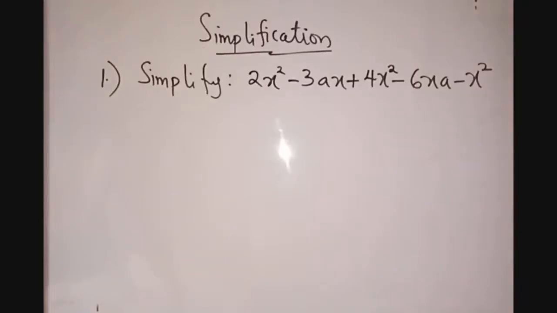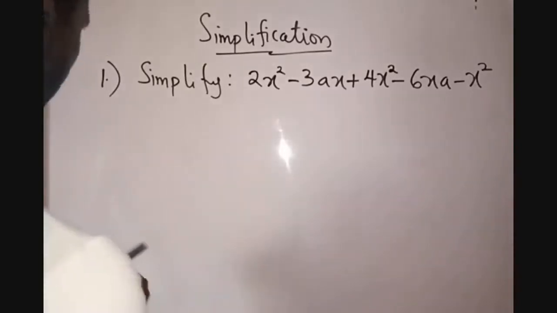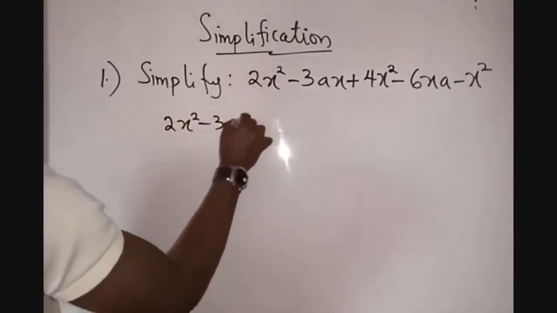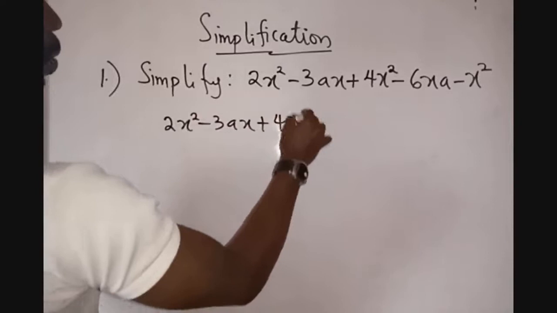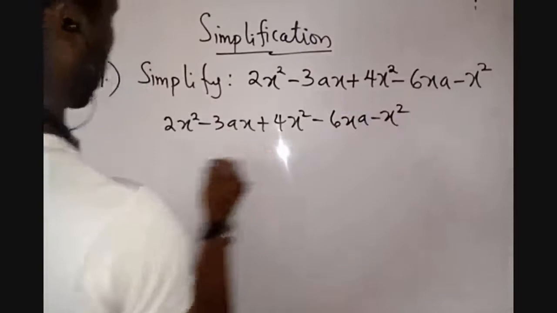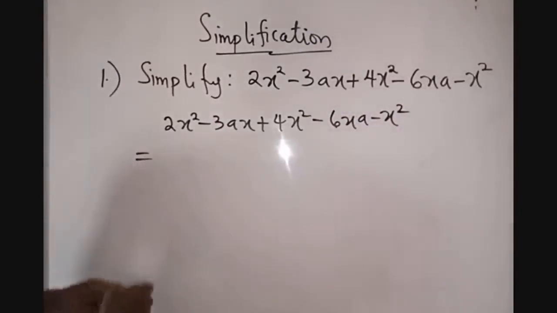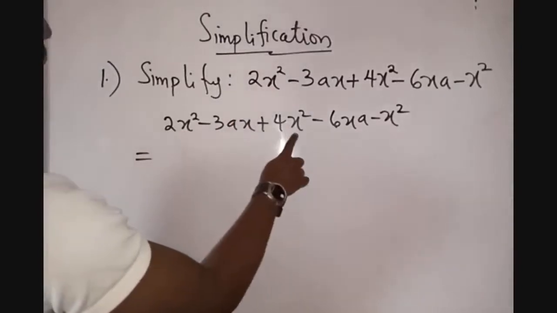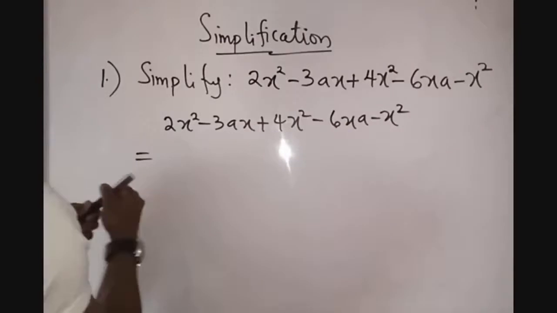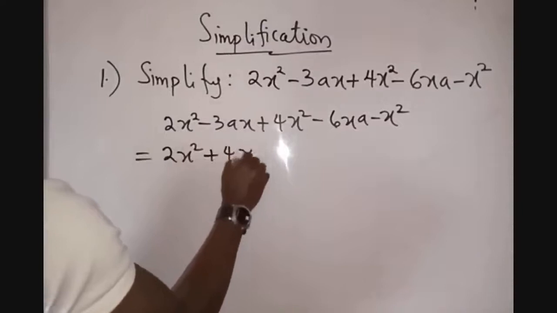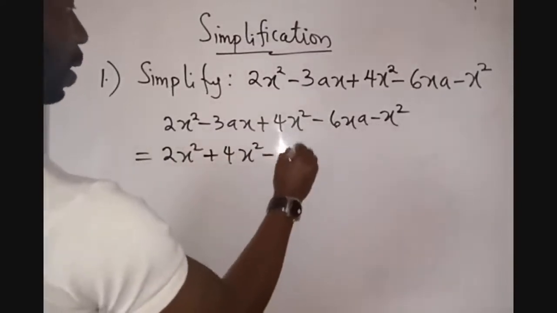In this question, we are required to simplify the given expression. So we have 2x squared minus 3ax plus 4x squared minus 6xa and minus x squared. If you look at this critically, you discover that there's something common here. I have x squared, I have x squared, and I have x squared. You can bring them together, and that will give you 2x squared plus 4x squared, then minus x squared.